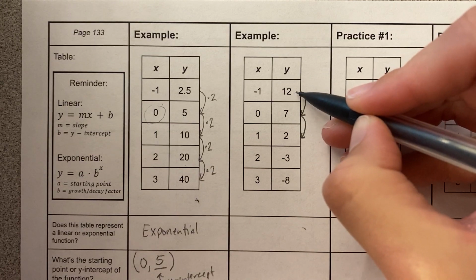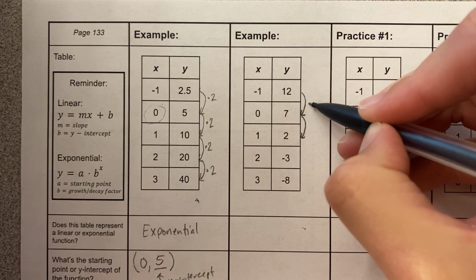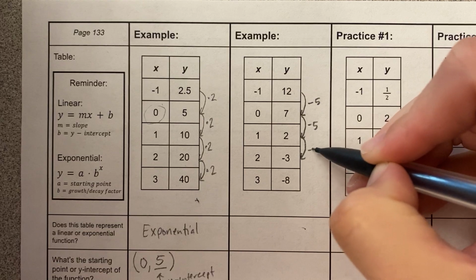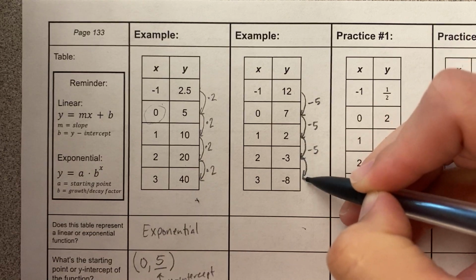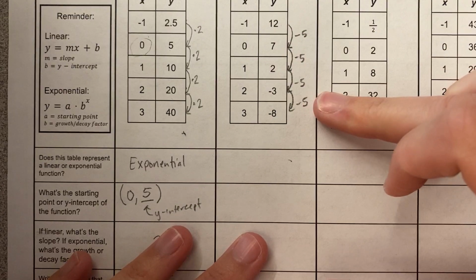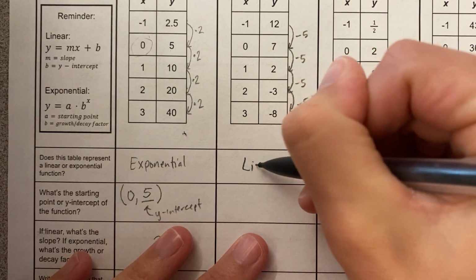So right away I see 12, okay, and minus what is 7? Oh, minus 5 is 7. Minus another 5 is 2. Minus another 5 is negative 3. Minus another 5 is negative 8. Okay, looks good. Now here, I'm adding and subtracting, so that is linear, right?